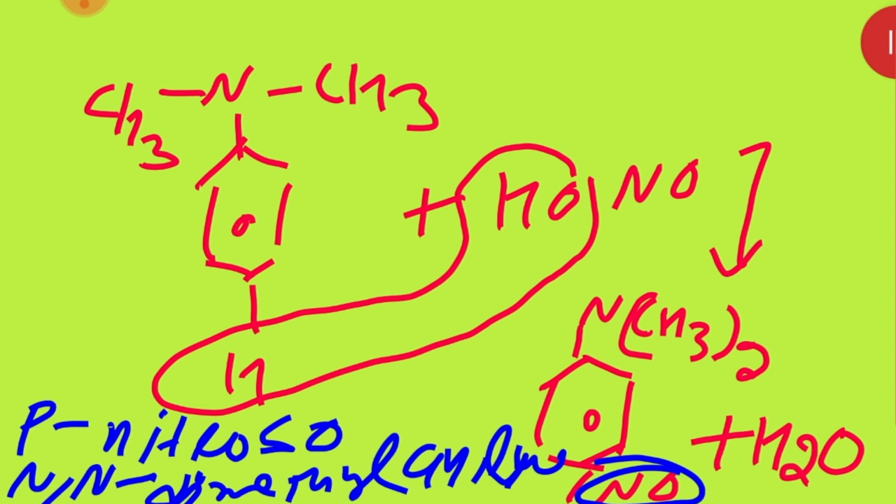So beta, the reaction we have done is a very important reaction to distinguish between primary, secondary and tertiary amine. So we will meet in the next video. Thank you very much.